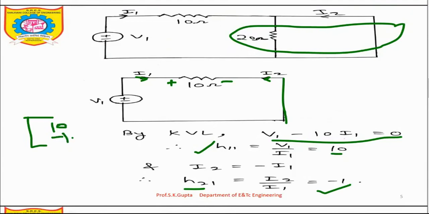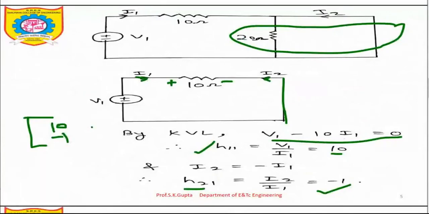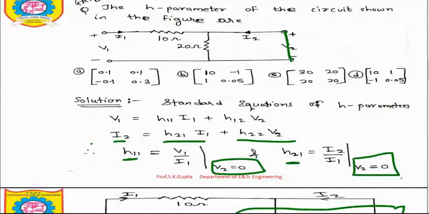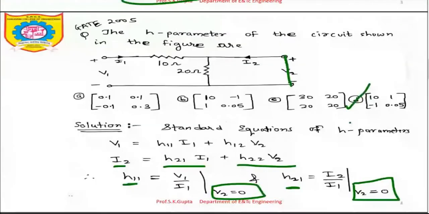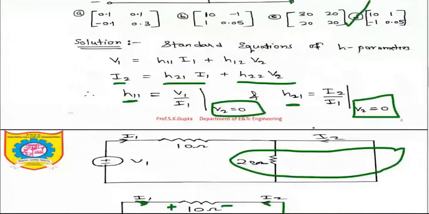If I am in the examination, I will check whether it is satisfying one of the options, and if it is satisfying, I will not calculate the other two terms. So 10, minus 1. Here it is H11, H12, here it is H21, H22, right? H21 is present over here. So 10, minus 1. I know that the answer is D only because it is satisfying my options. Still we will calculate the other two parameters also.